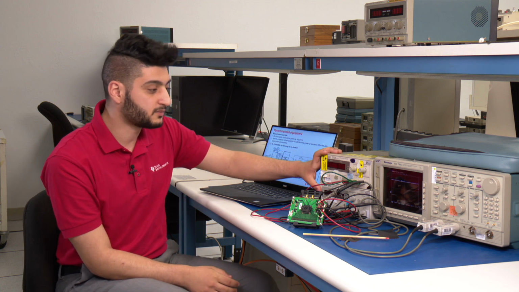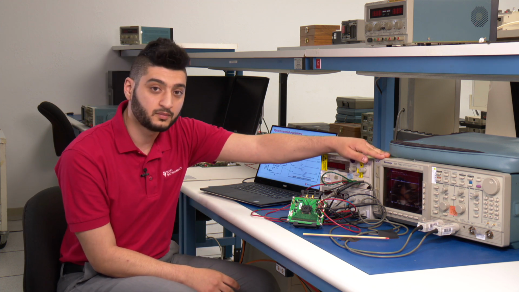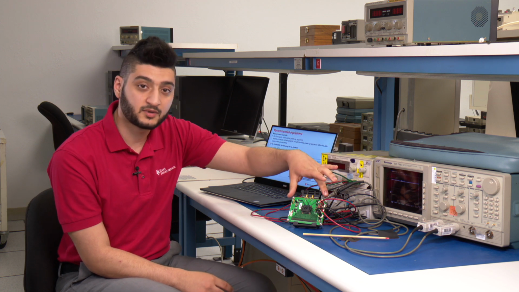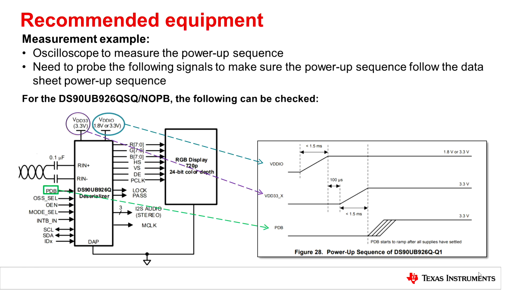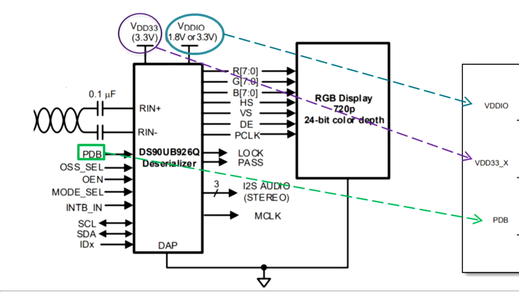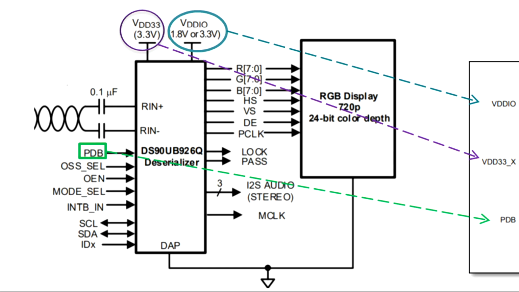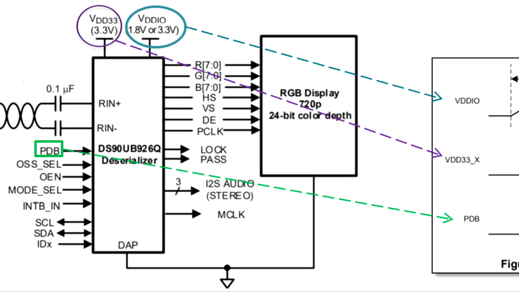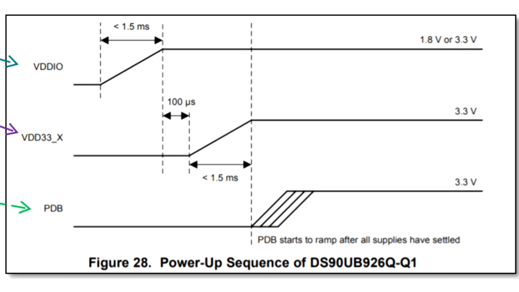Now I'll show you a demonstration on how to capture the power-up sequence on your system. In this demonstration, I'm using 2 power supplies, an oscilloscope, and also a TI EVM to capture the power-up sequence. Once you have the equipment available, you can capture the VDD-IO, VDD-33, and PDB, and make sure they follow the power-up sequence order in the datasheet. I'll go ahead and demonstrate how that's done on the oscilloscope.